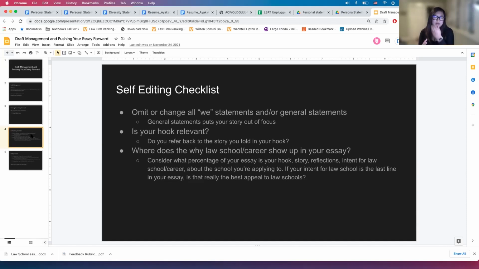And what I like to say is general statements put your message or your story out of focus because it's bringing in too much, whereas turning it into an I statement or focusing on your journey puts your story into focus and gives a sharper image of what you're talking about. Does that make sense?